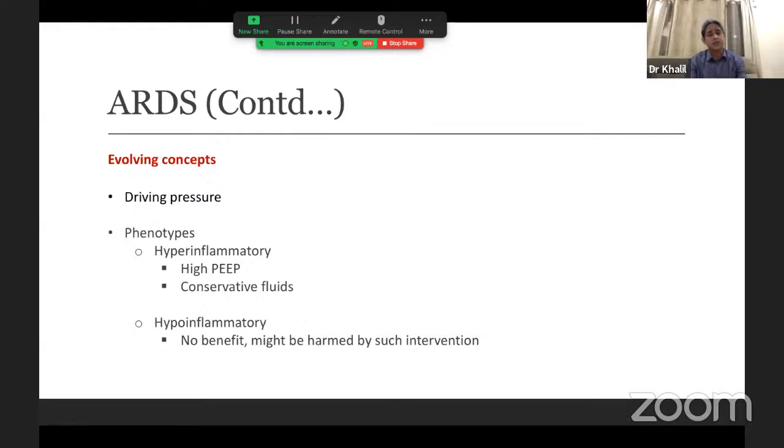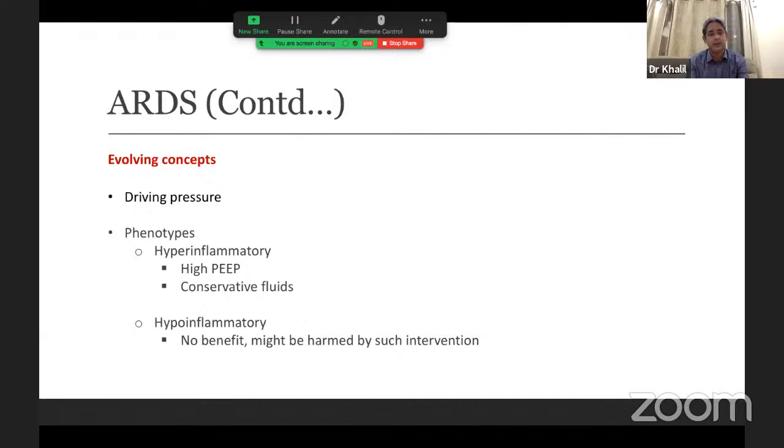Now, coming to, as we have discussed, the types of ARDS depending on the severity as mild, moderate, and severe. There are new phenotypes of ARDS. Like the hyperinflammatory type, you have a predominance of the inflammatory markers, and the hypoinflammatory type, where you have paucity of these inflammatory markers. Now, what is the importance of these two phenotypes?